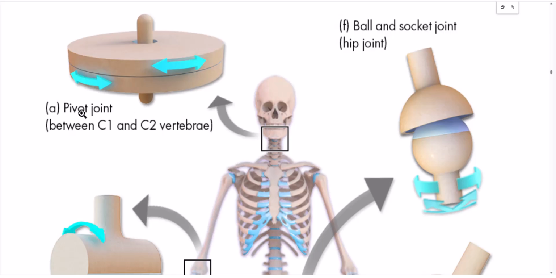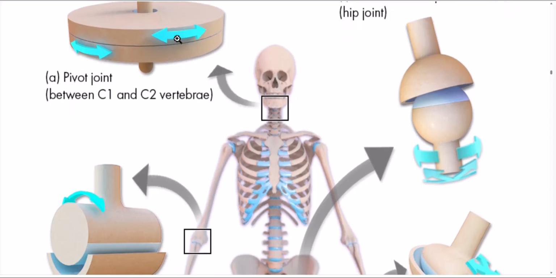So number 1, pivot joints. The first one I want you to know, actually the most important one of a pivot joint, is between C1 and your C2 vertebrae. You know C1 is also called the atlas, because it holds up the head, and C2 is the axis. And these 2 vertebrae are pivoting on each other. They're rotating. In fact, this is the joint that is responsible for your ability to turn your head to the left and right and to say no when you shake your head. So we'll see that again in a moment.